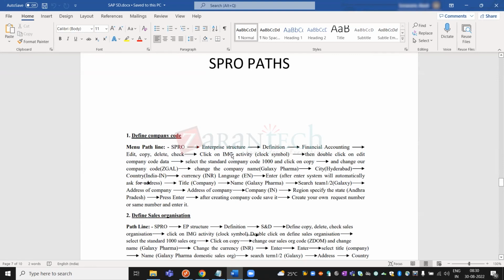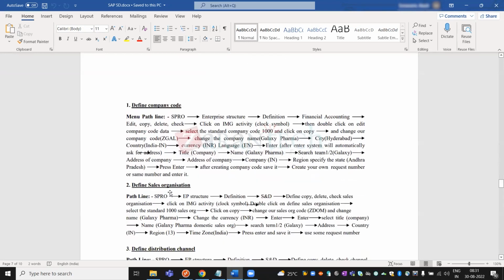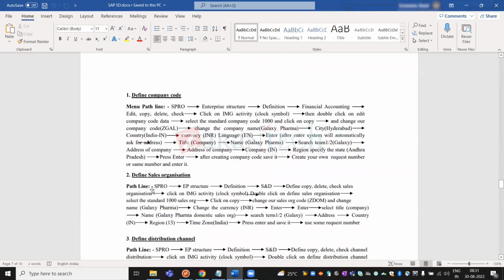SPRO is basically a T code in which you can find out what exactly the enterprise structure is, how to define that enterprise structure, and what we call the sales organization. This is basically the path: how you can go to that particular path, how you can create and how you can edit the sales organization, distribution channel, and so on.